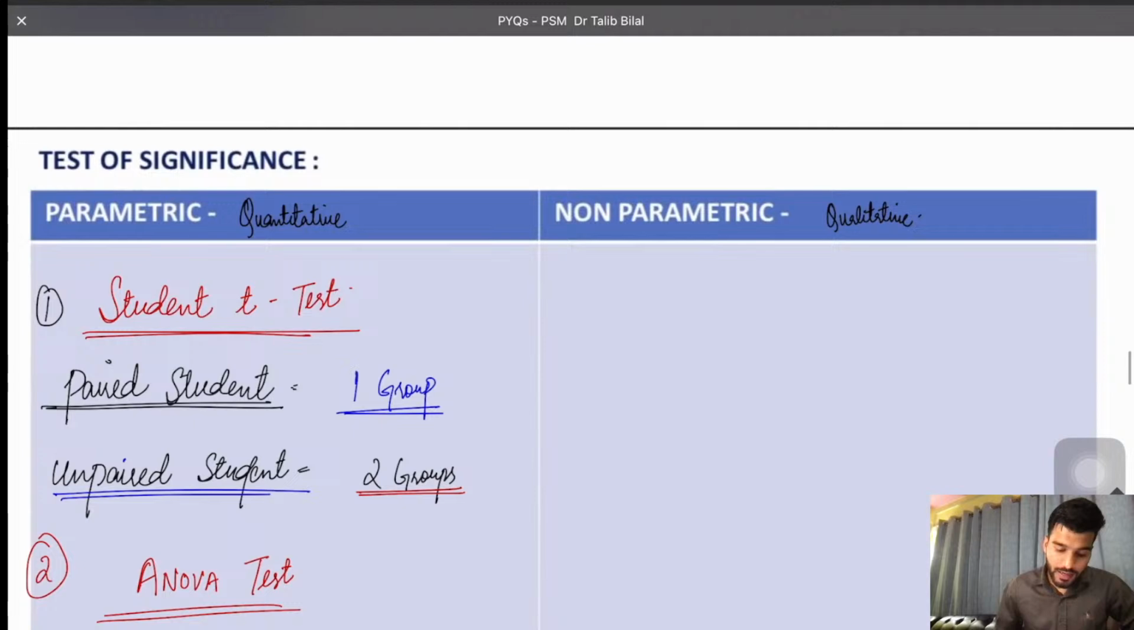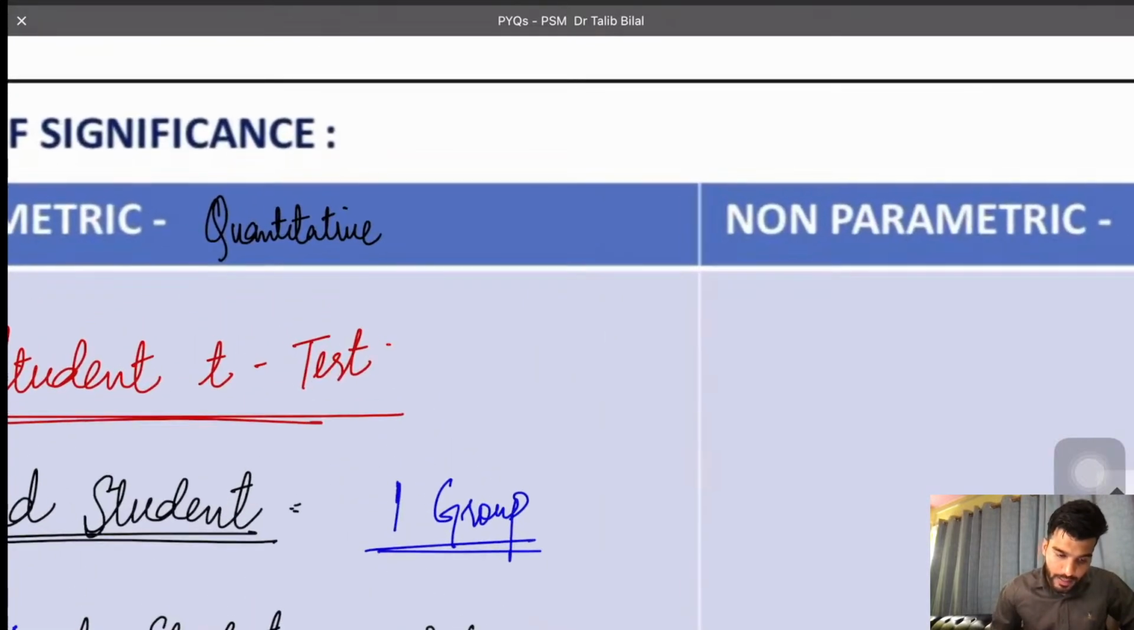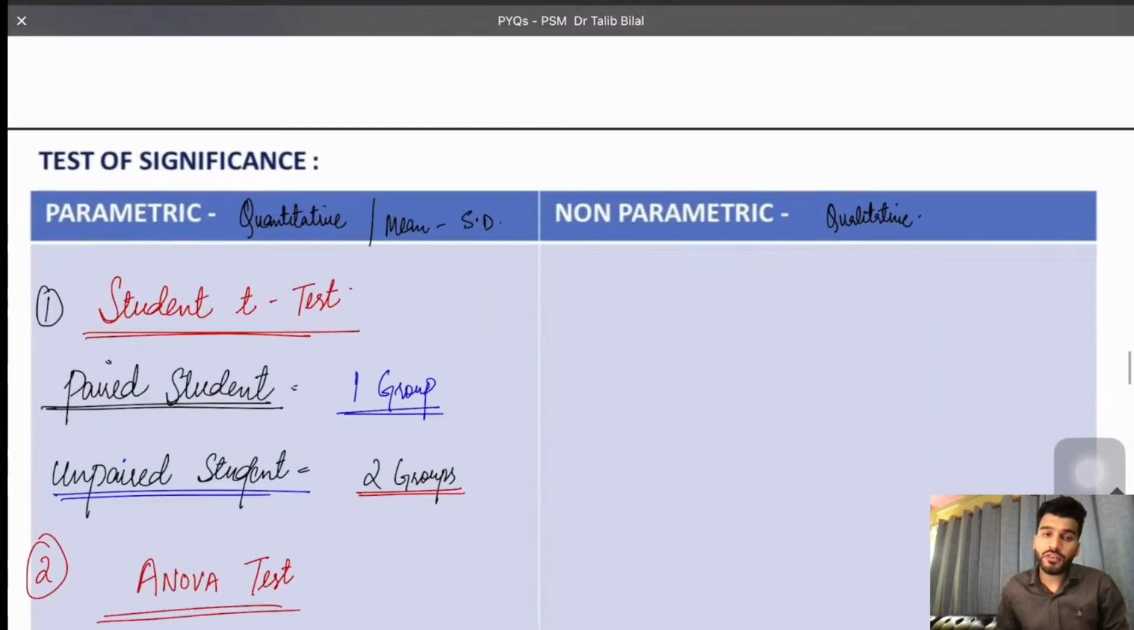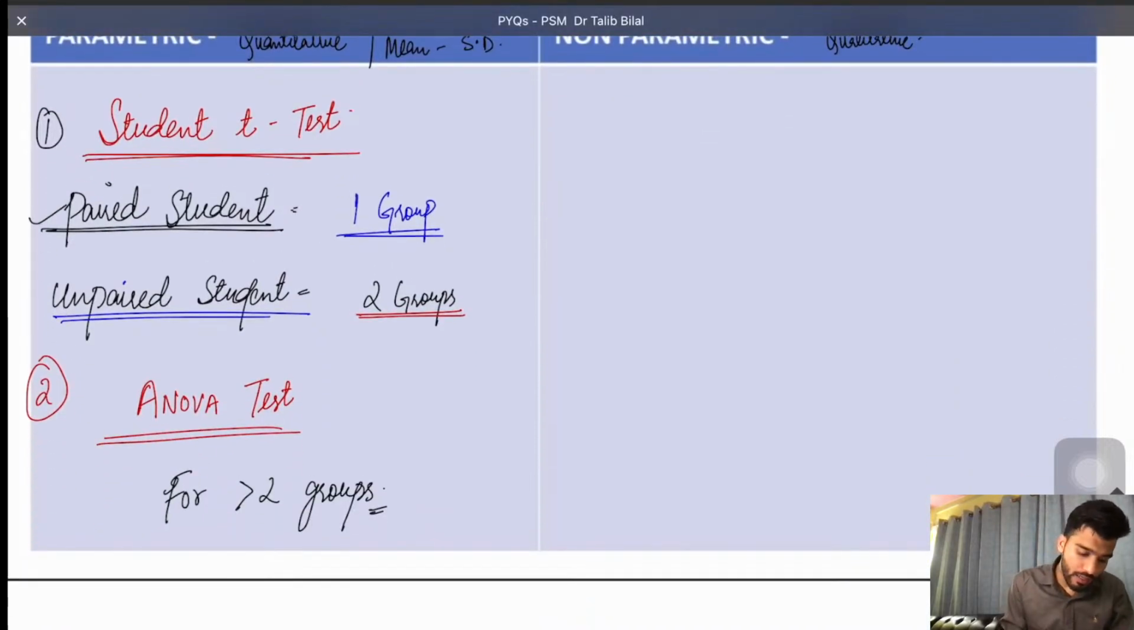So always remember, guys, in quantitative data, in parametric tests, we usually check mean and standard deviation. So if the question mentions that mean and standard deviation has to be calculated, then your idea goes to it being a parametric test. And in parametric tests, it can be either paired, unpaired, or ANOVA.